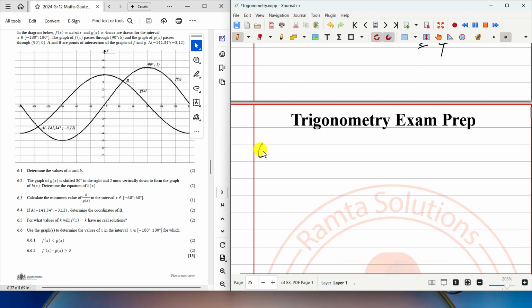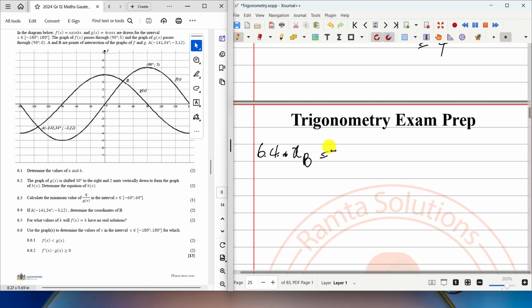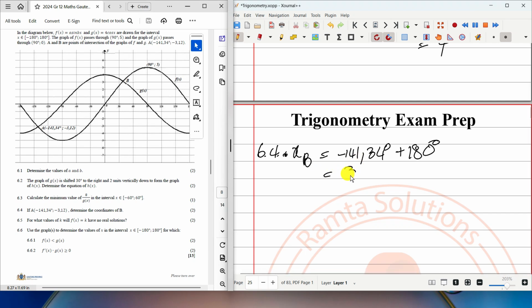All right, 6.4. If A has coordinates (-141.34 degrees, -3.12), determine the coordinates of B. Easily, x of B will be negative 141.34 degrees plus 180 degrees. What is this? This must be 38.66 degrees. Okay, you guys have calculators, but for me, I don't like draining my batteries with such.